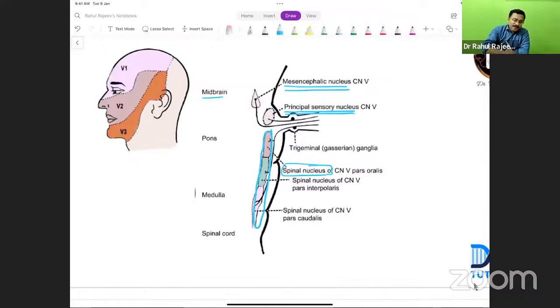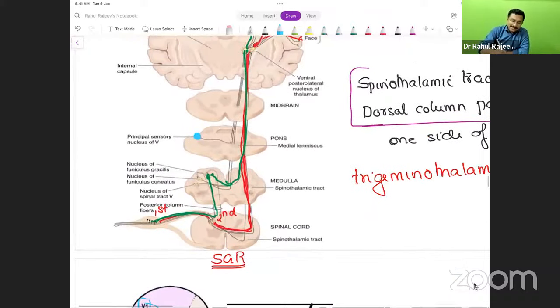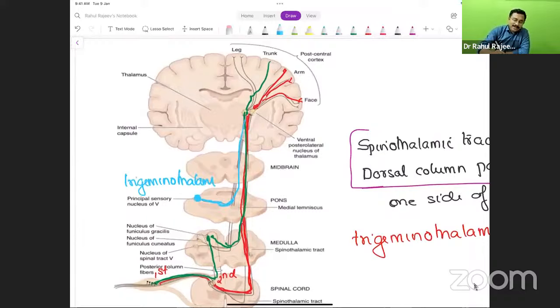So the V1, V2 and V3 divisions will go to the trigeminal ganglion. And from the trigeminal ganglion, it will go to the trigeminal nucleus. Now you can see here, please look at this pathway, the trigeminothalamic, and from the nucleus you will have the trigeminothalamic tract. So from this principal sensory nucleus comes this tract known as the trigeminothalamic tract, which will cross and then ascend to the thalamus, and from there it will go on to the cortex. So that is the trigeminothalamic tract.